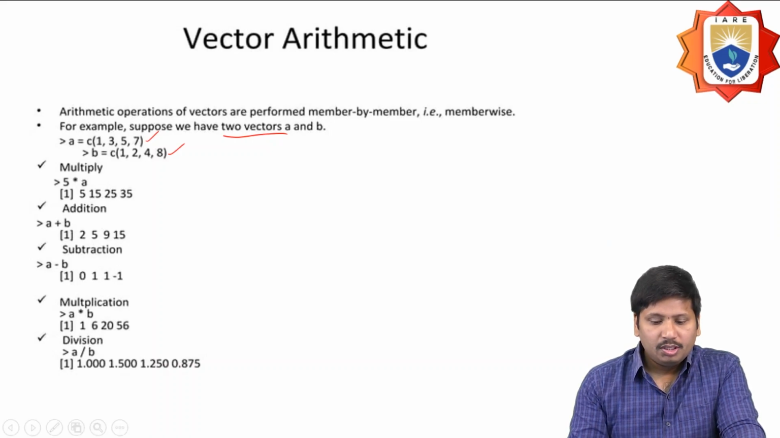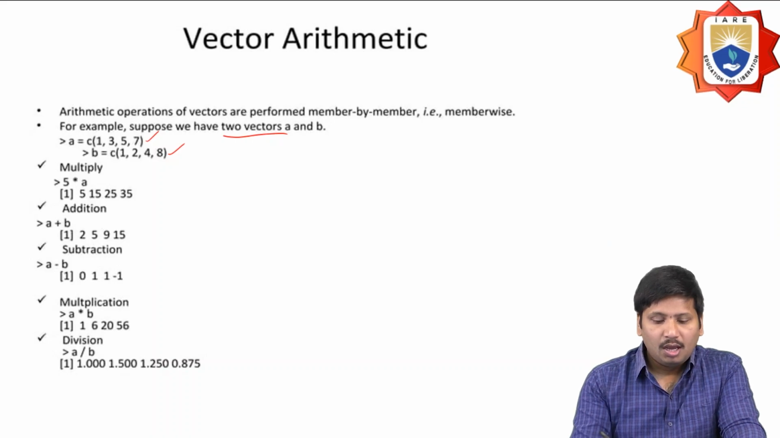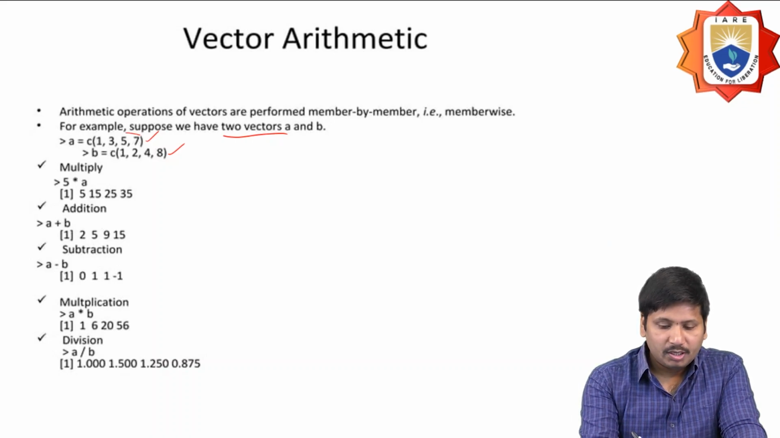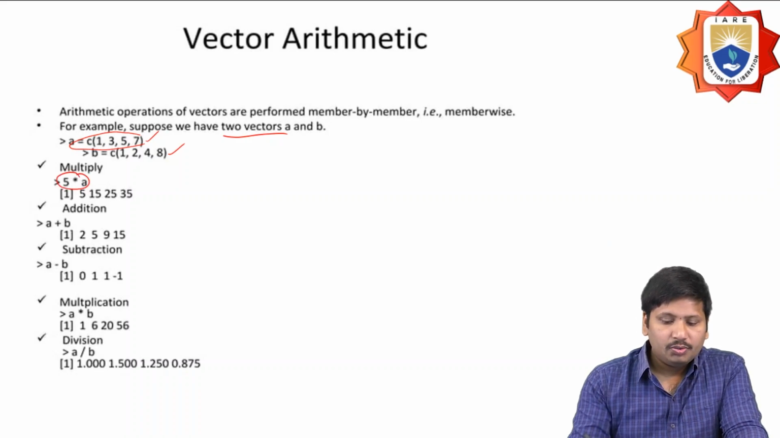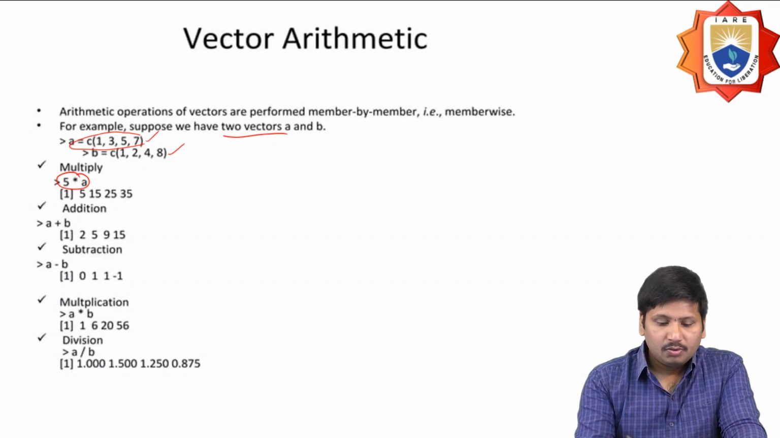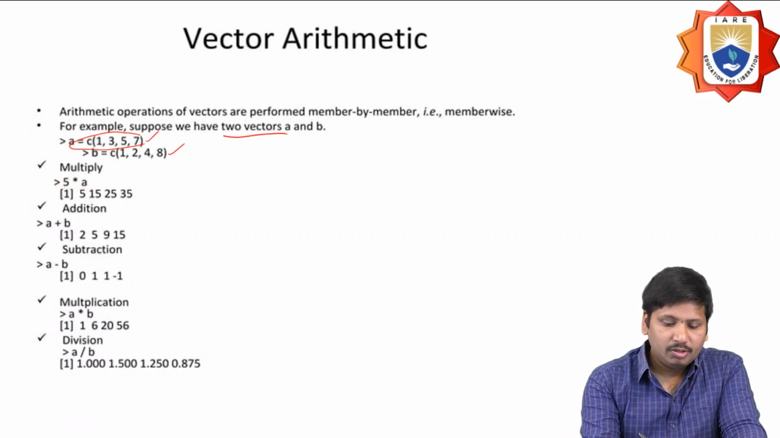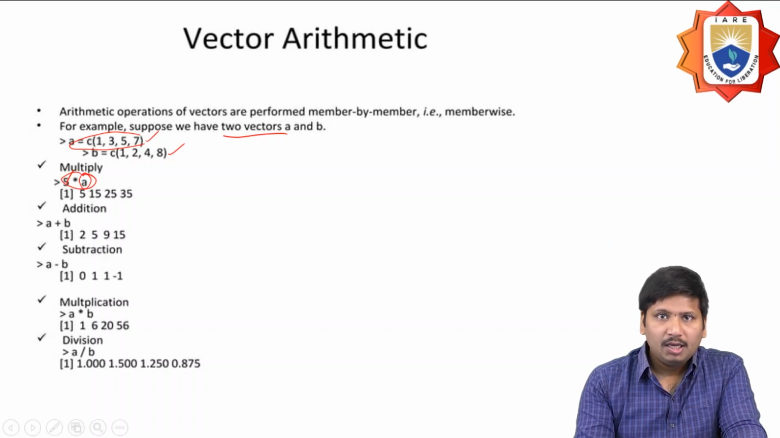Okay, so in this one, I'm going to multiply some value with the vector. Suppose I want to multiply 5 with this vector. I want to write multiply. So how can I do that? For that, I'm going to use 5 * a. Here 5 should be a scalar value and a should be the vector name. By making use of this statement, I can multiply the value of 5 with the vector values.